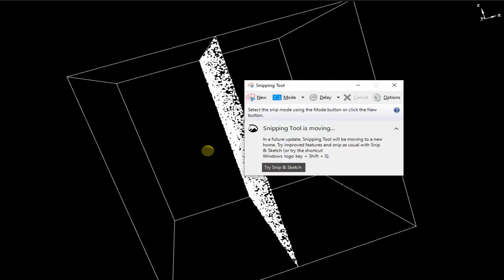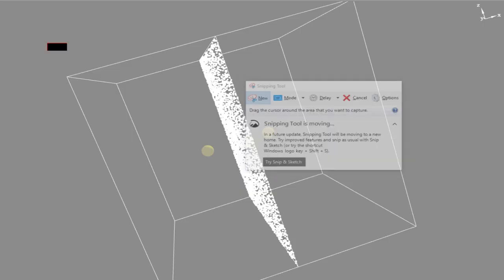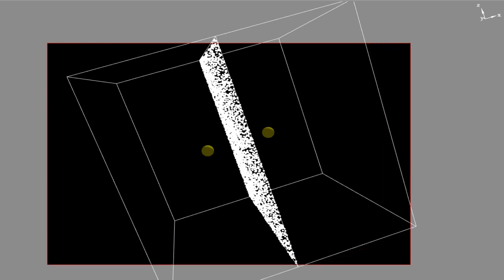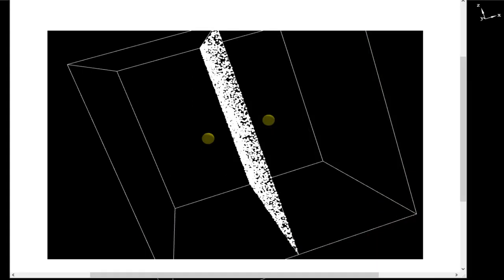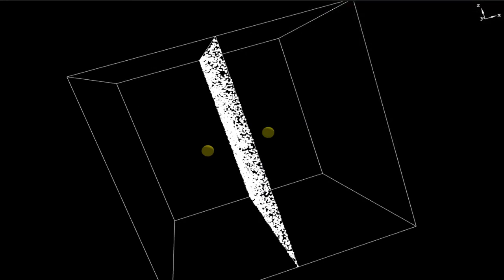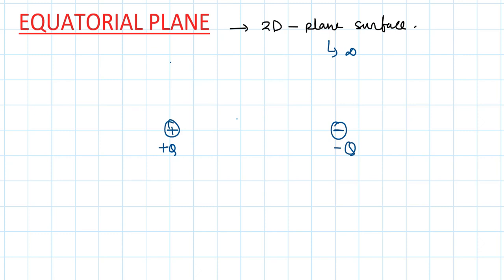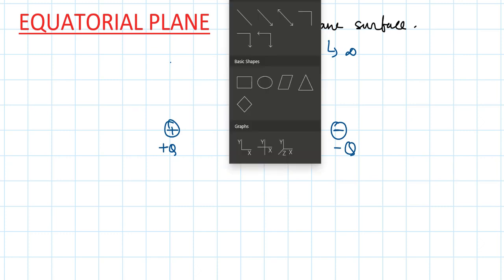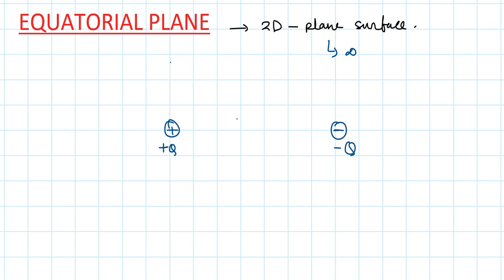I may add it in our board. So let me just copy it from here and keep that aside. So let me try to draw the equatorial plane in this figure. Yeah, which seems to be a humongous task, but still I'll try my best.